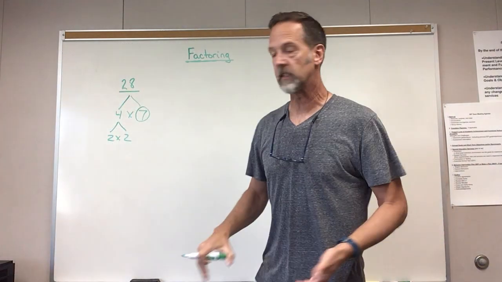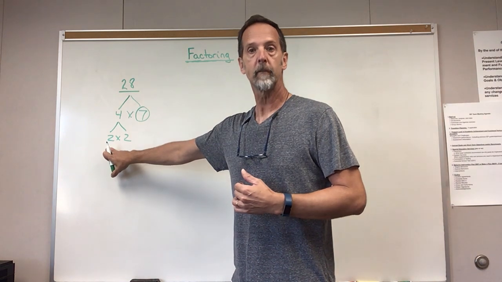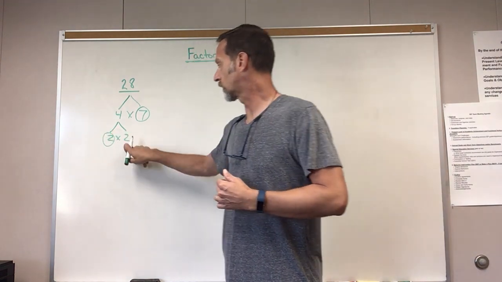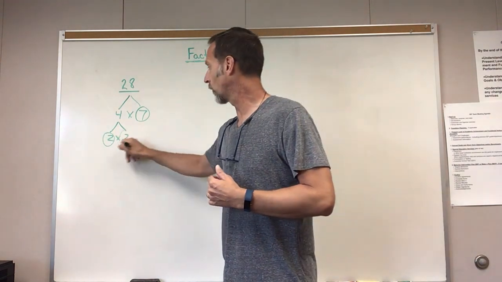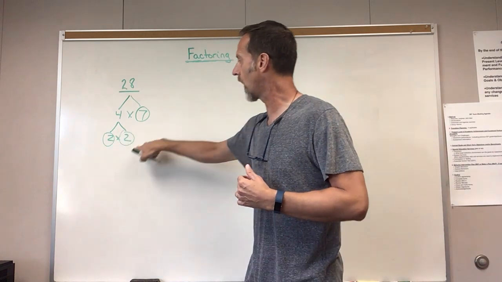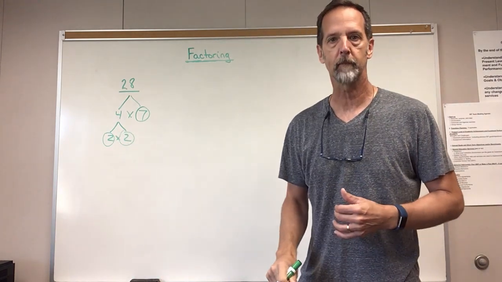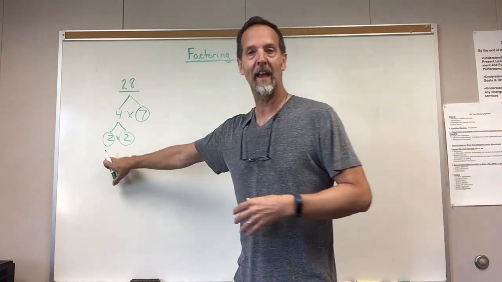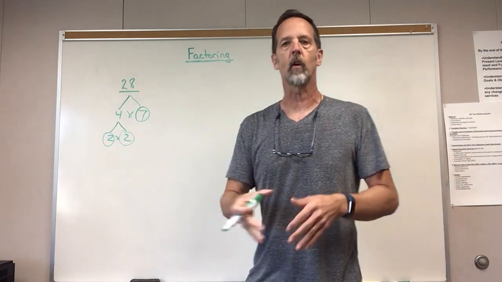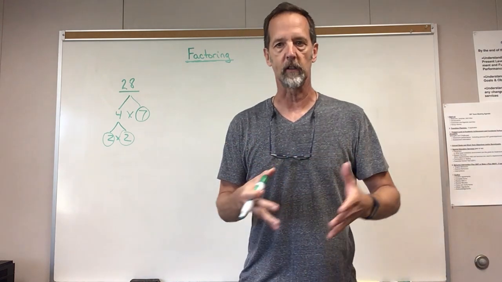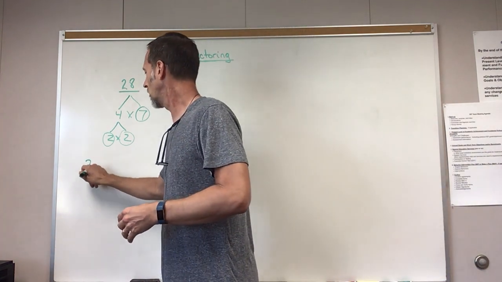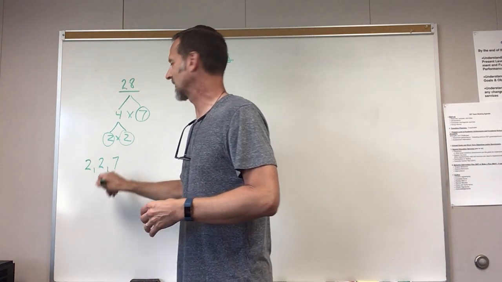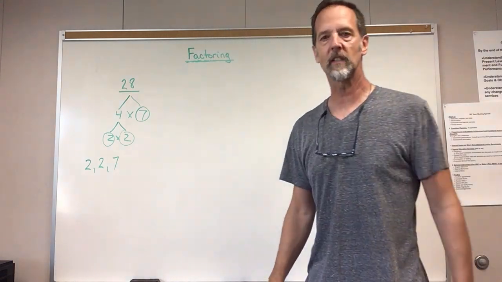Now again, I ask myself, is 2 a prime number? It is. Is 2 a prime number? It is. And when I do that, now I have all prime numbers on the bottom. All primes. Now what I want to do is take all my primes and list them in order from the smallest to the largest. So I've got a 2, a 2, and a 7.